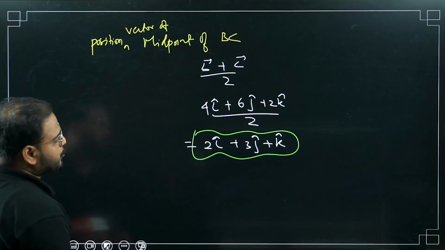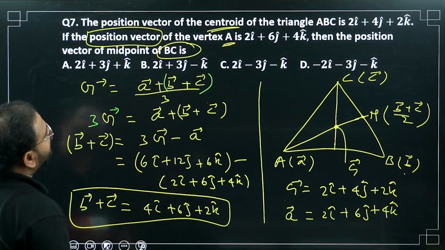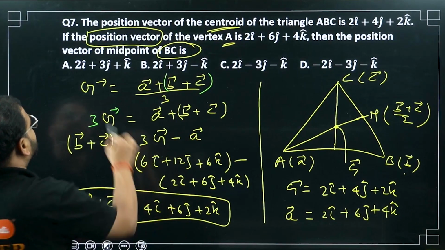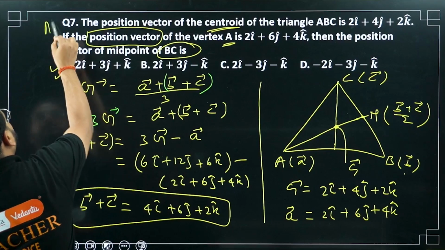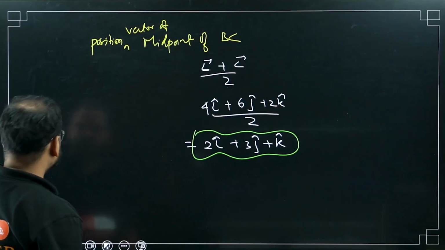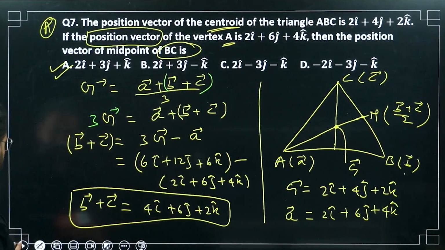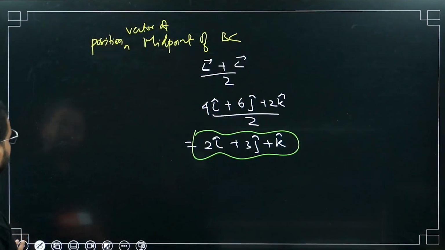My value, 2i cap plus 3j cap plus k cap. Have a look, any option like this? 2i cap plus 3j cap plus k cap. Option number A is correct, sir. 2i 3j plus k. Have a look. Is it all visible to you? Yes. Shall I move on?